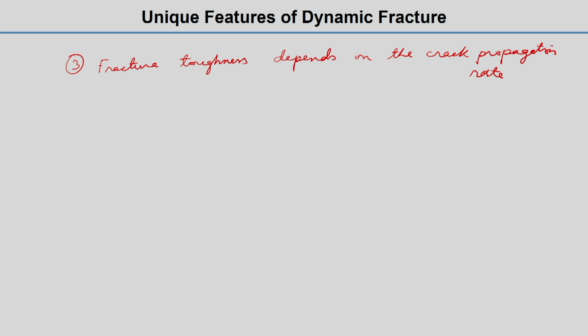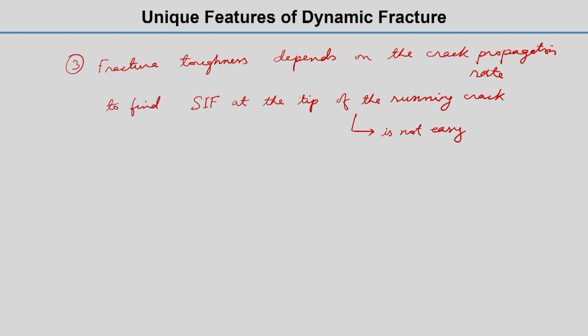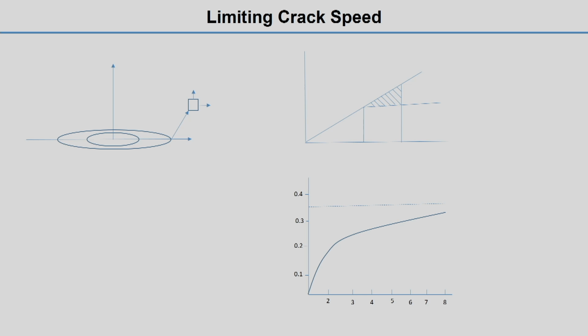So it's not very easy to establish or predict the stress intensity factor at the crack tip like the quasi-static case. So the stress intensity factor at the tip of the running crack is not easy to find. It's not easy, and as you know, in the quasi-static condition, it is very straightforward. But in this case, it's not straightforward, and the fracture toughness will depend on how fast the crack propagation is happening. So now we will talk a little bit about this limiting crack speed.